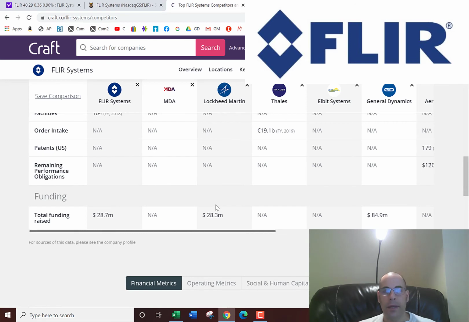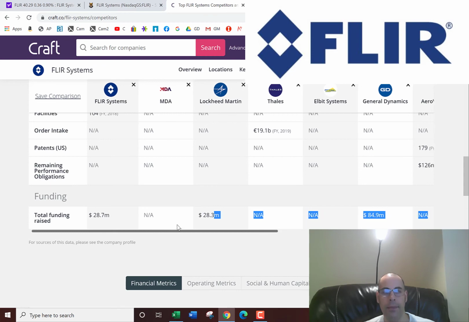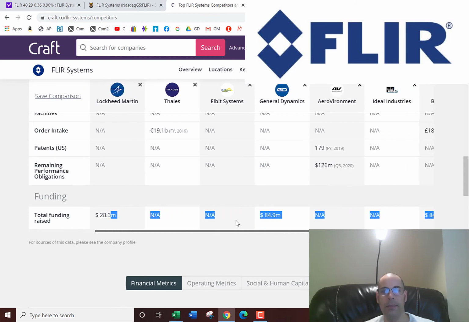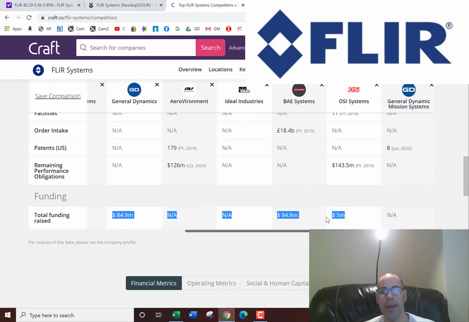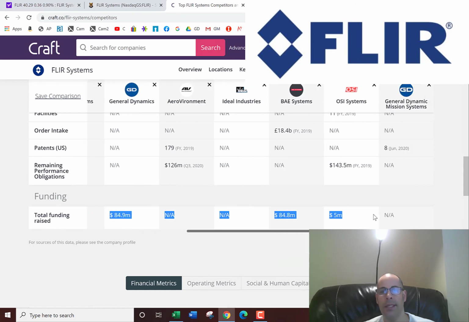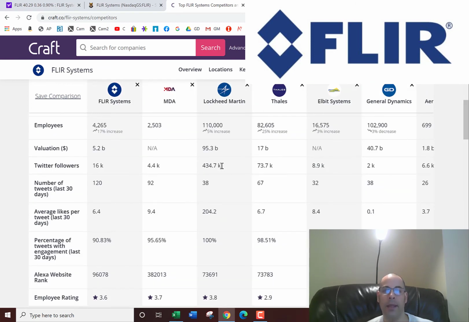So FLIR's main focus is on the thermal technology, but they do have competitors that work on this technology as well as other products. The companies that compete with FLIR are MDA, Lockheed Martin, Thales, Elbit Systems, General Dynamics, AeroVironment, Ideal Industries, BAE Systems, and OSI Systems. Some of these companies are really big, like Lockheed Martin and General Dynamics. So if FLIR continues to just focus on this one technology and master it, they may have a competitive advantage over the others, but that remains to be seen.